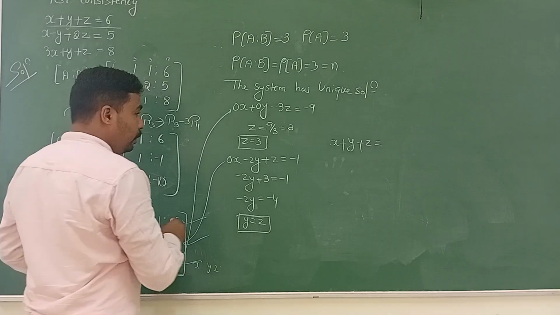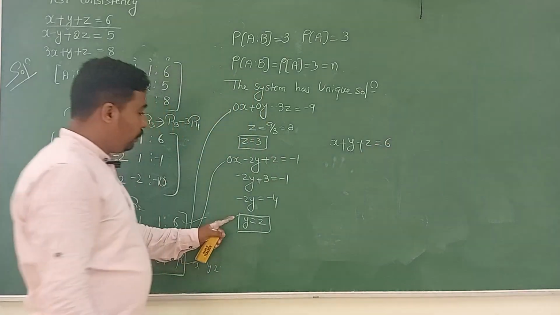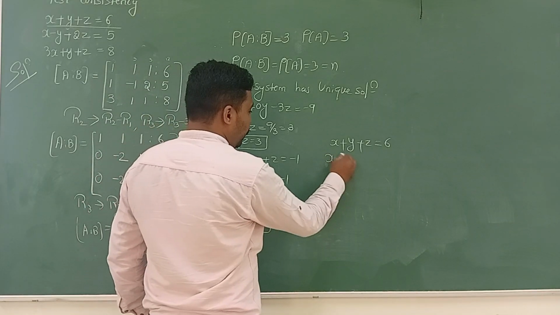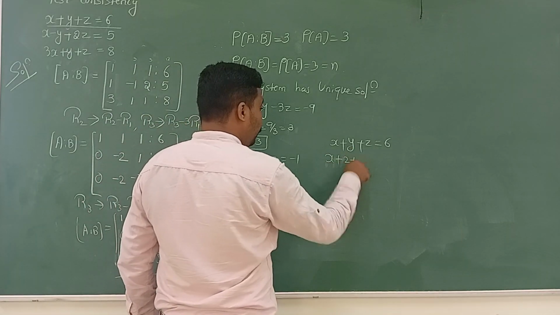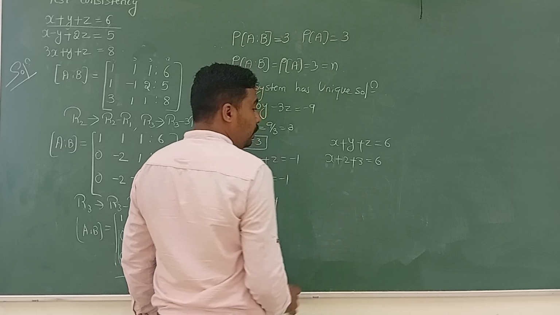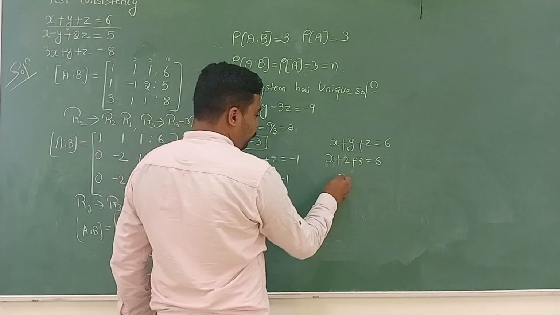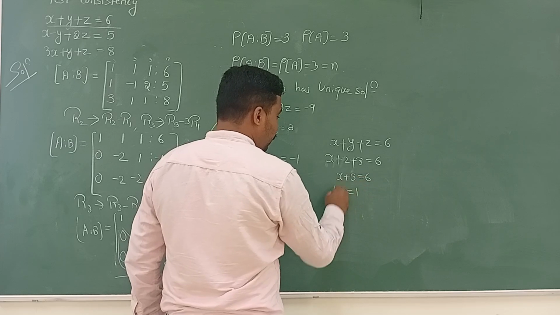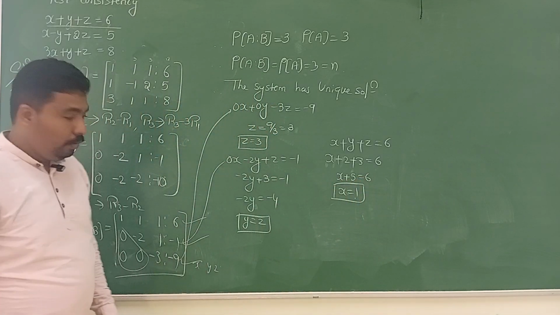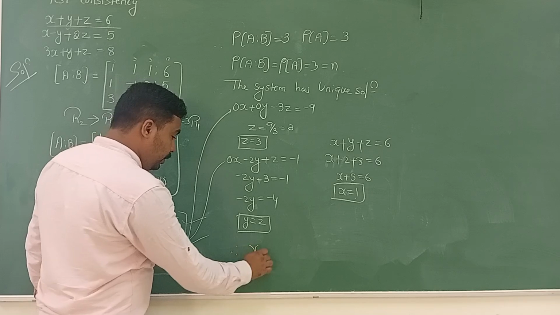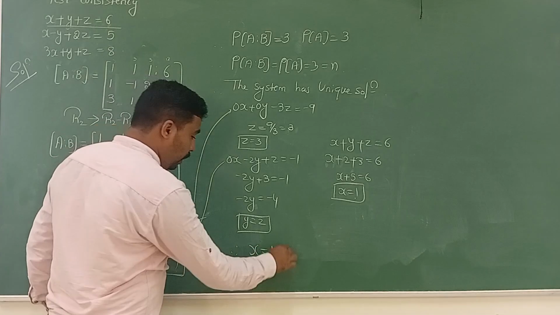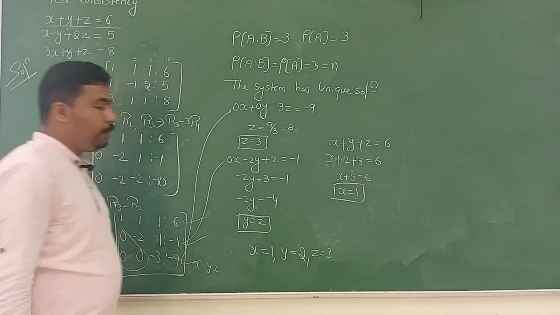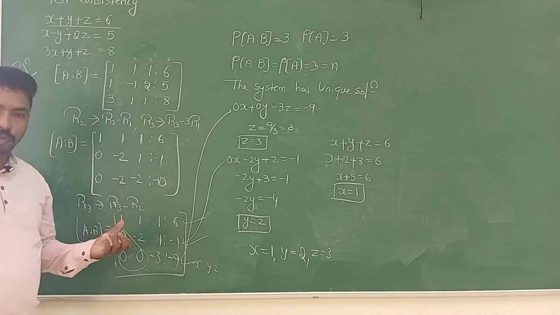And I will take the first equation, that is 1 into x, x, 1 into y, y, 1 into z, z, that is equal to 6. We don't know the x value, but we know the y value and z value. If we replace here, x plus y value is 2 and z value is 3, that is equal to 6. This is 5. x plus 5 equal to 6, so x equal to 6 minus 5, that is 1. Therefore, the solution of the given system of equations is x equal to 1, y equal to 2, z equal to 3. So this is how we find the solution.